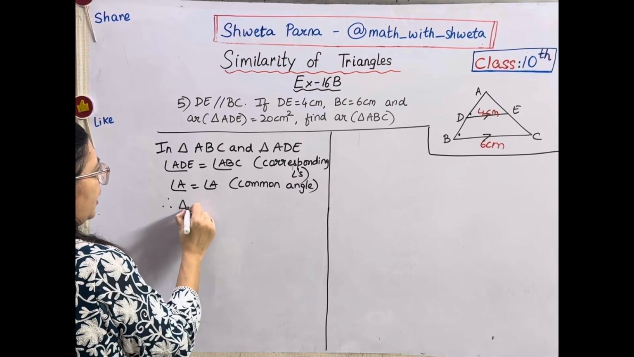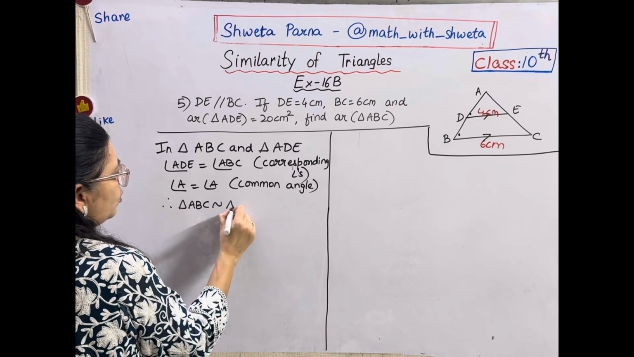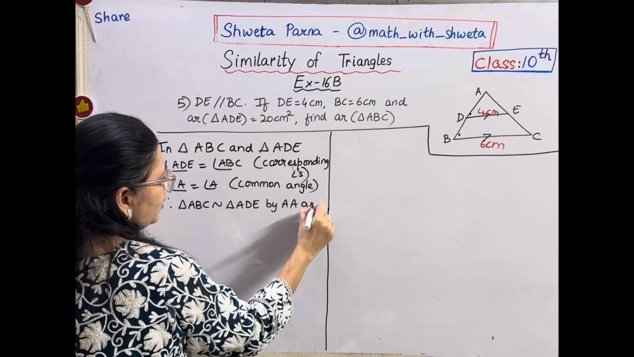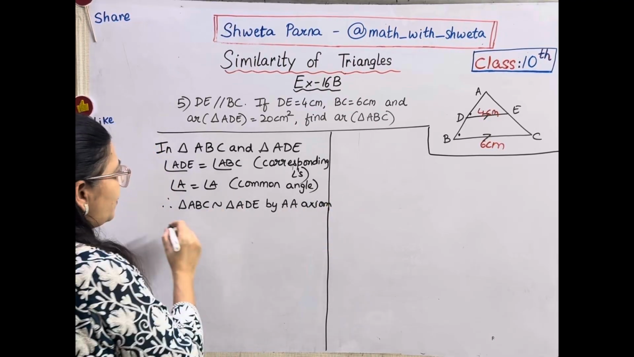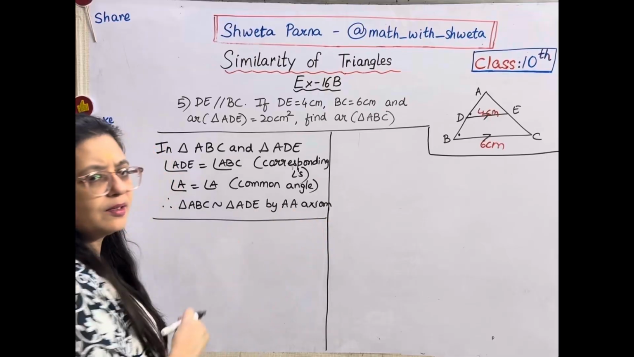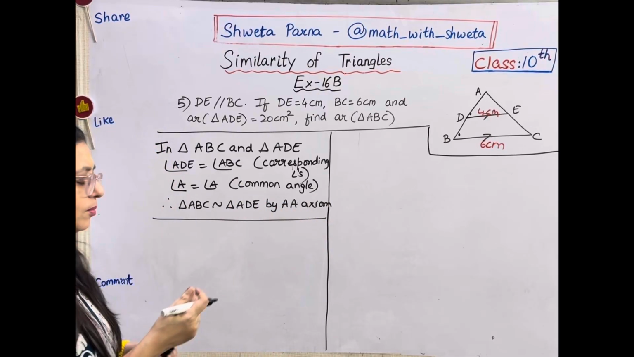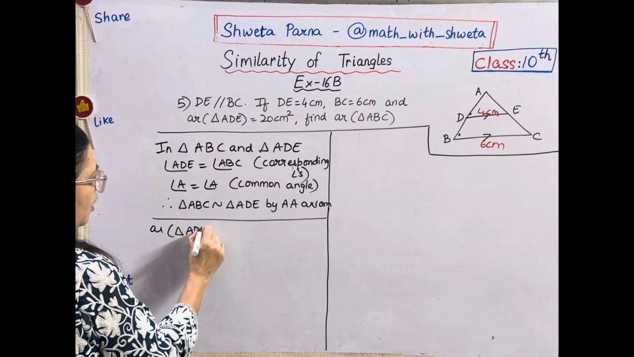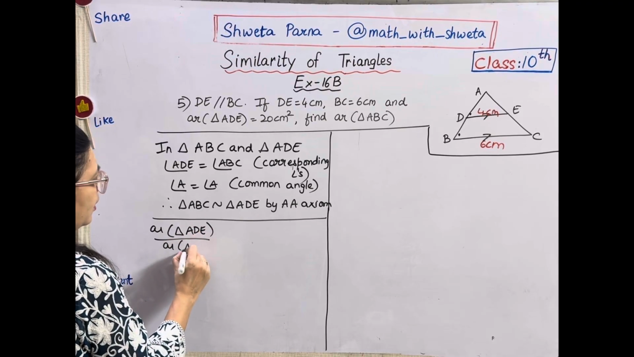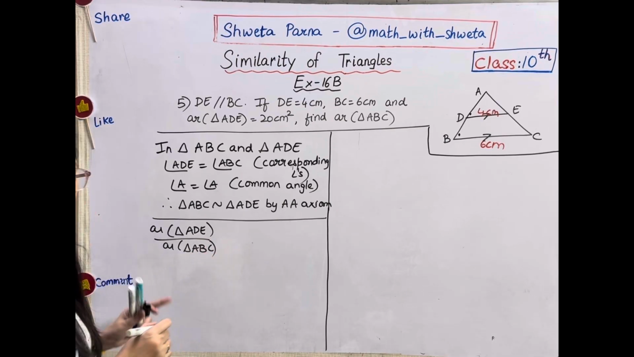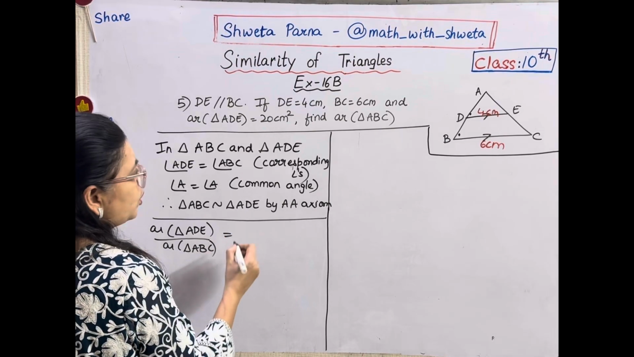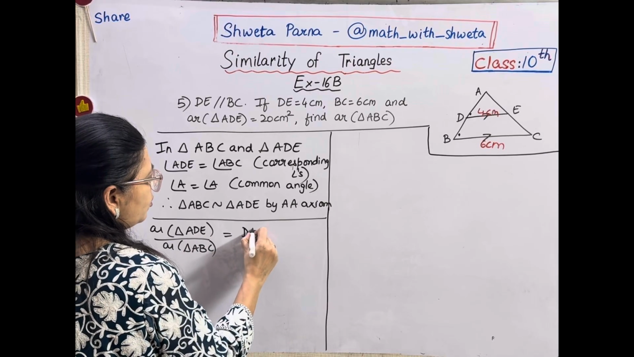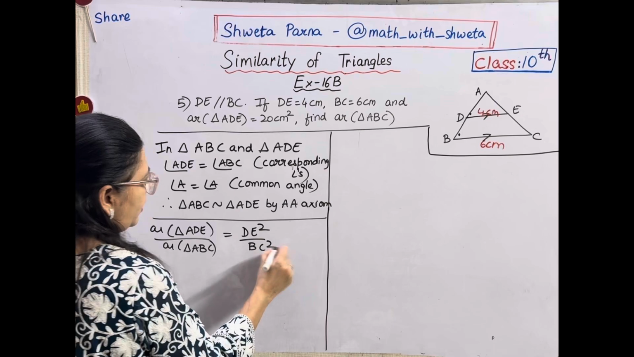Therefore, triangle ABC is similar to triangle ADE by AA test of similarity. This part is done. You have proved these two triangles are similar. Now let's use the theorem. Area of triangle ADE upon area of triangle ABC. Areas of two similar triangles is proportional to the square of their corresponding sides. So DE square upon BC square.